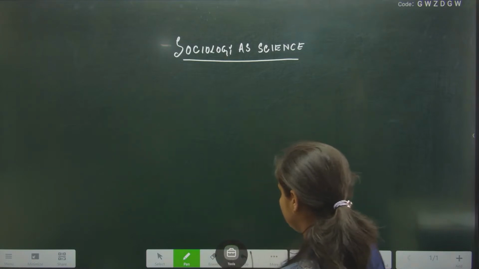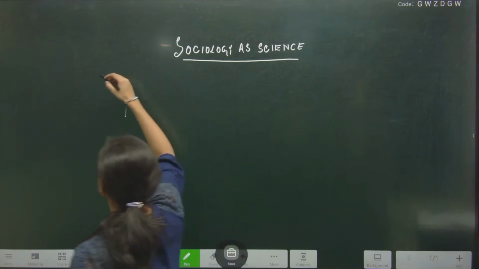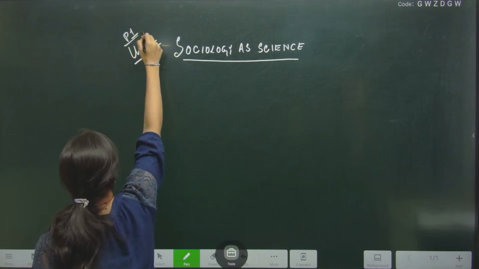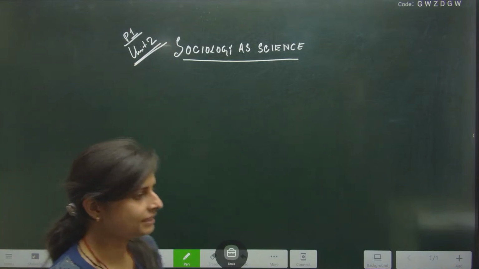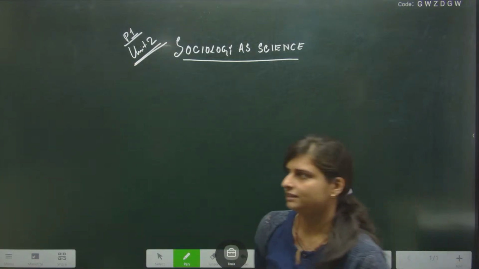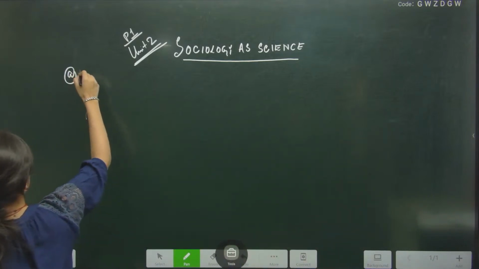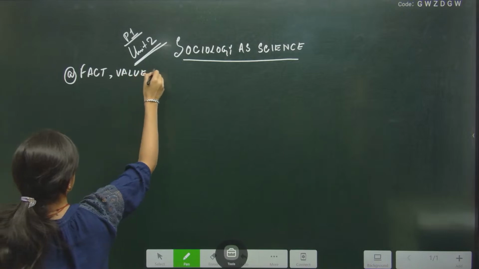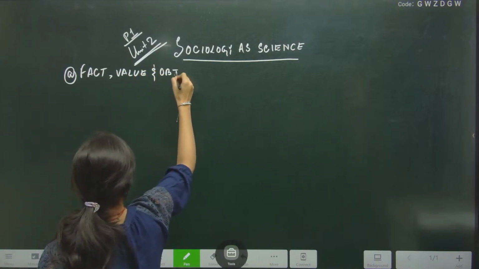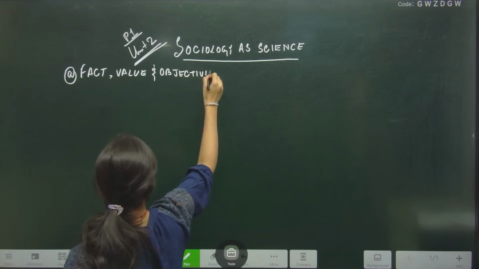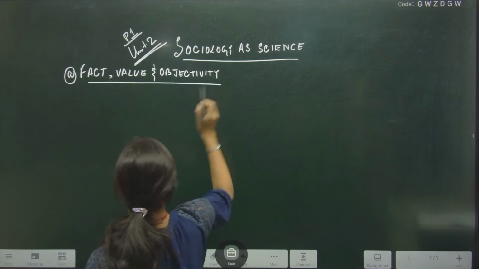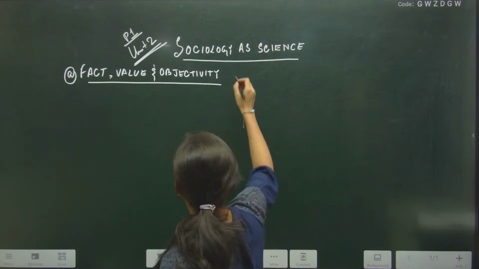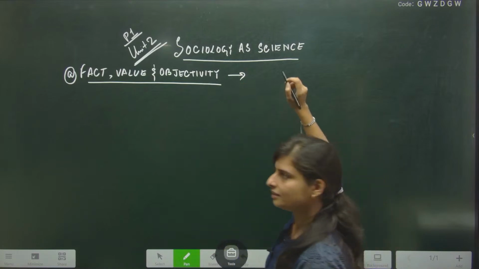So now if I talk about sociology as science, this is unit 2 of paper 1. So basically I would be covering the fact, the value, the objectivity that happens to come during analysis of data. What kind of data? Sociological data.